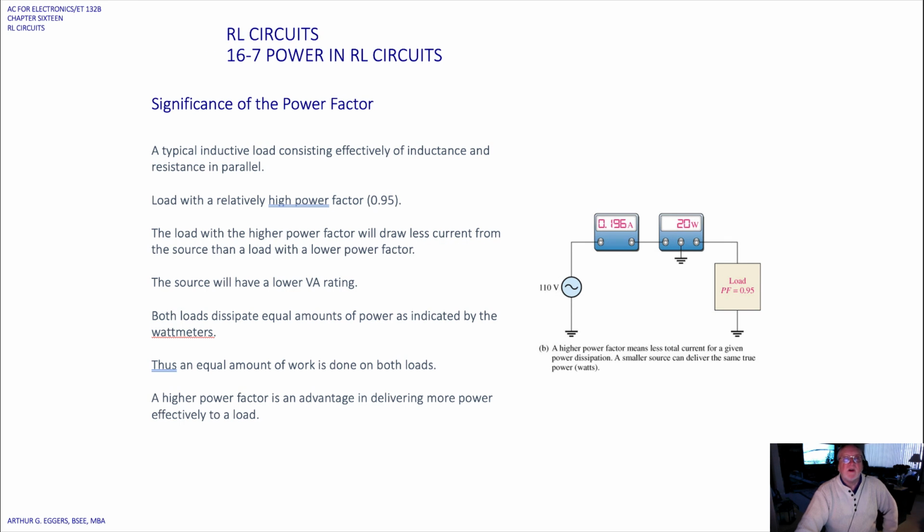Here is a typical inductive load consisting effectively of inductance and resistance in parallel. This load has a relatively high power factor, 0.95, so almost equal to 1. The load with the higher power factor will draw less current from the source than a load with a lower power factor. The source will have a lower volt-amp rating. Both loads dissipate equal amounts of power, as indicated by the power or watt meters. Thus, an equal amount of work is done on both loads. A higher power factor is an advantage then in delivering power effectively to the load.